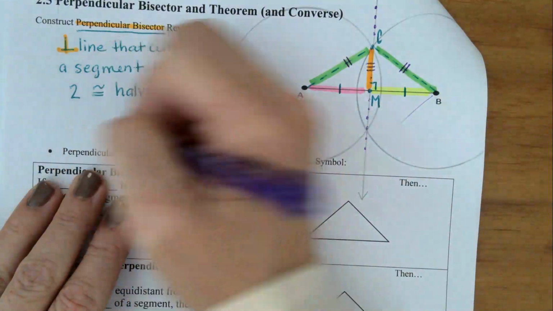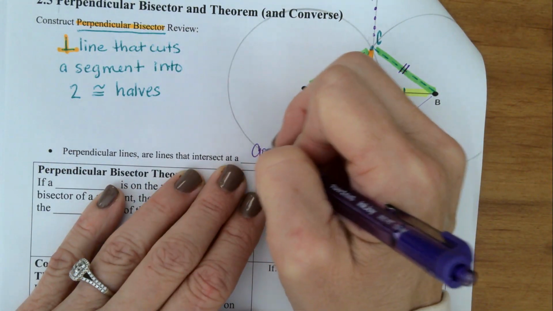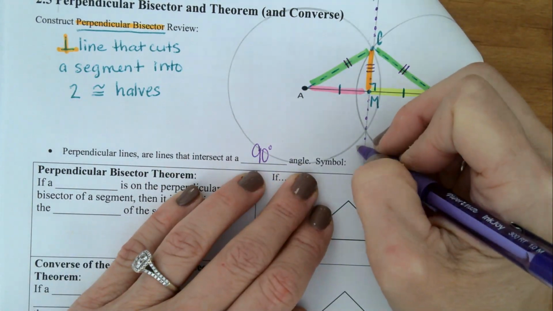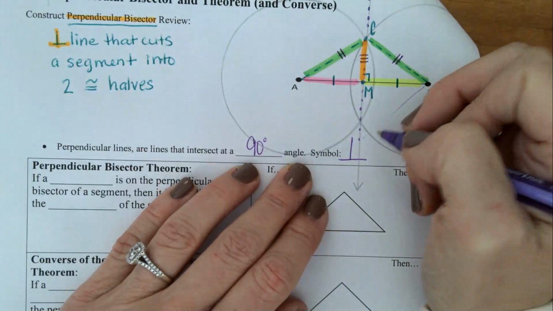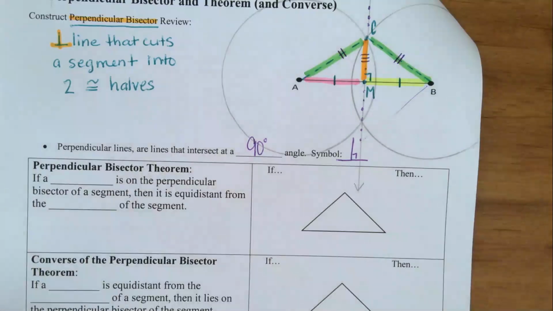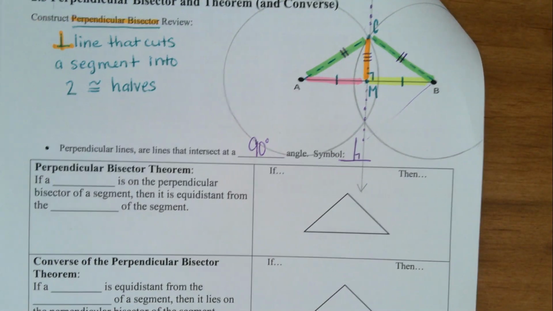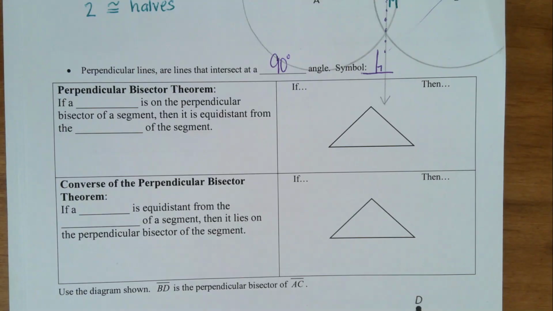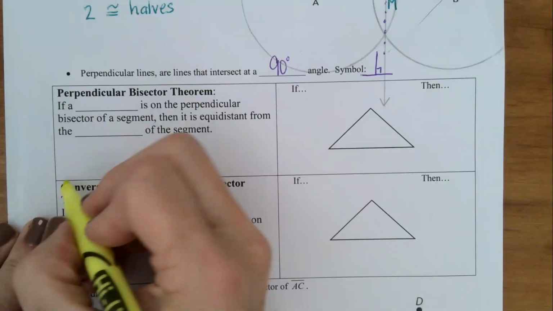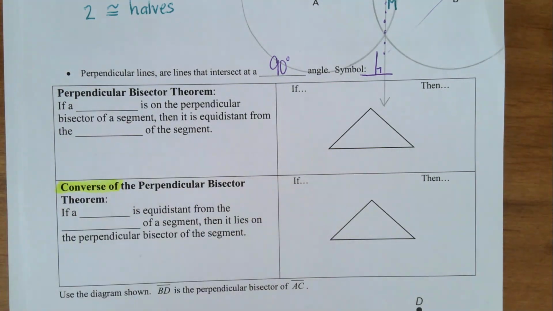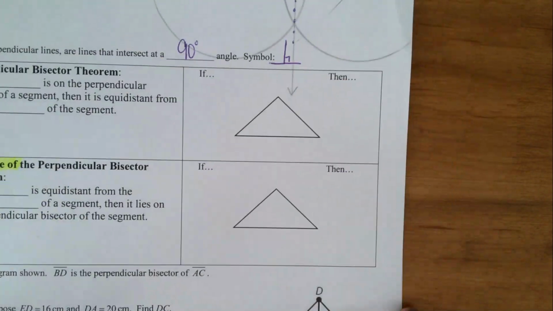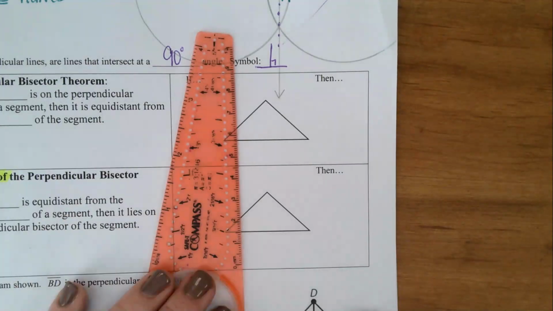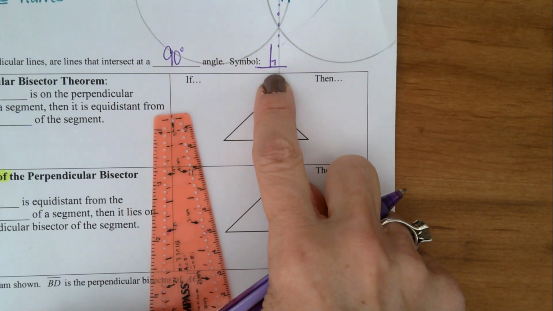So perpendicular lines are lines that intersect at a 90-degree angle. We already have that drawn on there. The symbol is this, upside down T. Some people include the little right angle, some people do not. Okay. Perpendicular bisector theorem. And then, oh look, converse of. So we're going to write out the theorem and then we're going to write the flip-flop. Okay, before we do that, we're going to come over here. Sorry, what's that symbol again? This means perpendicular. Sorry.